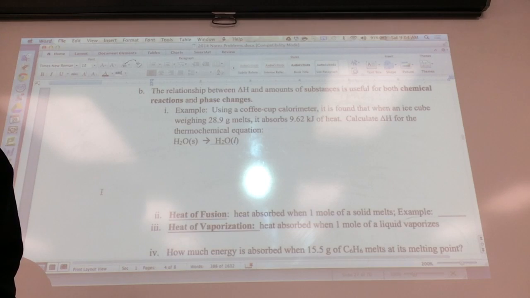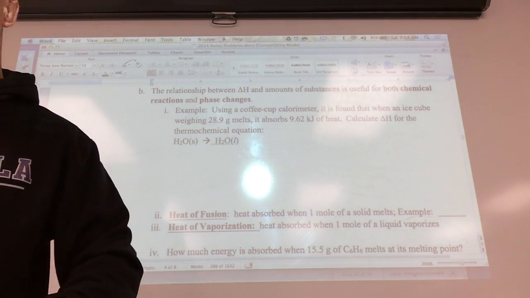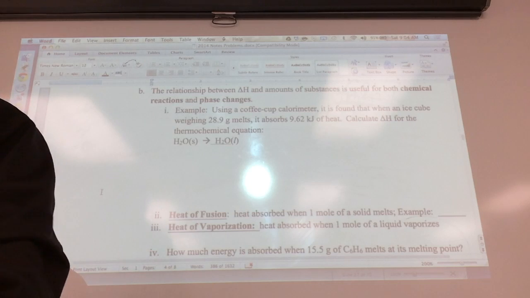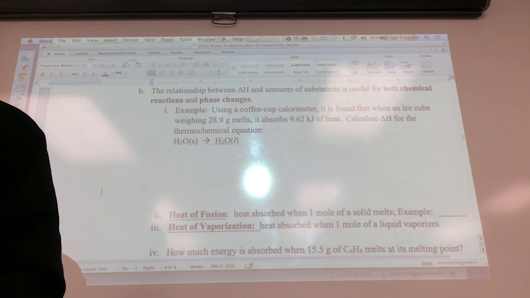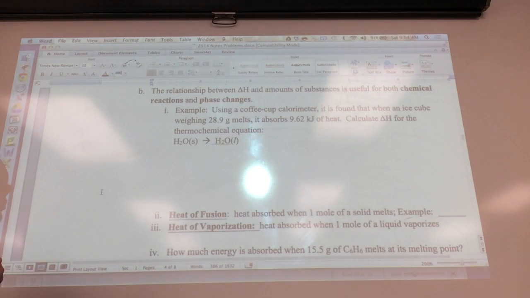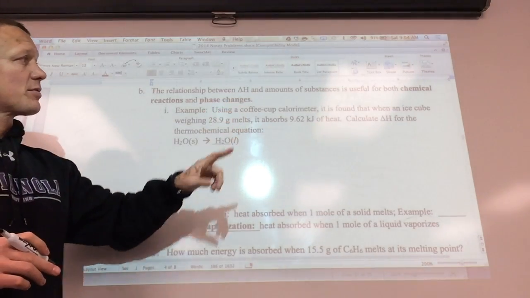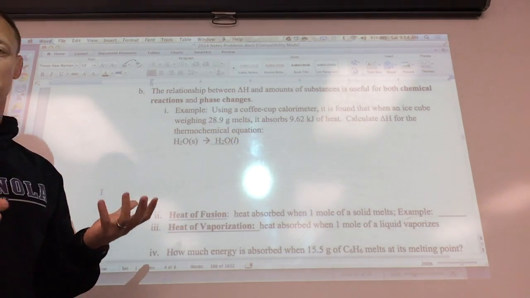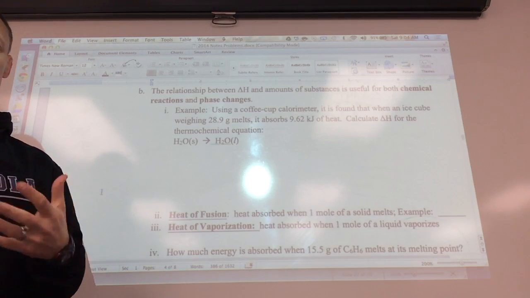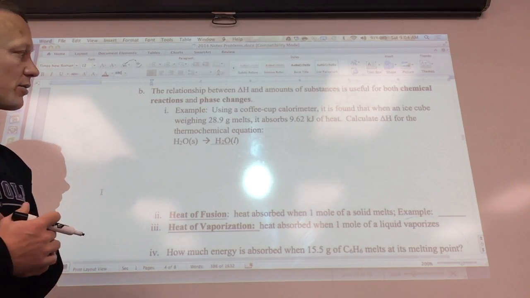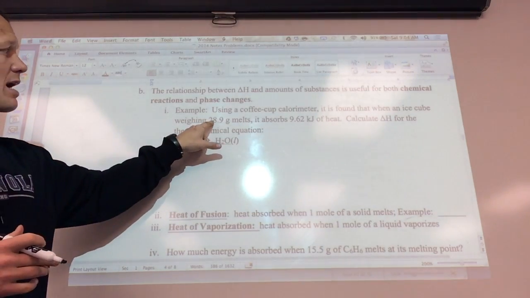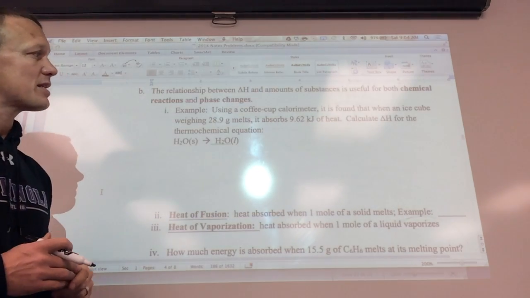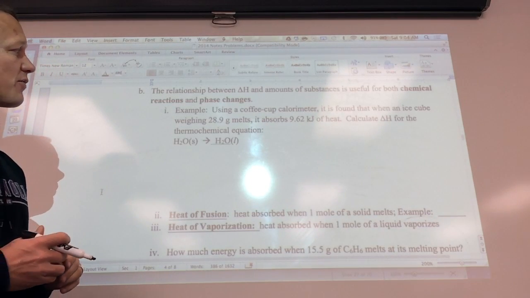Here's kind of a follow-up to it. This would be on page 4 of your notes. I'm saying here that the relationship between delta H, the enthalpy change, and the amount of substance used applies for both chemical reactions and phase changes, like melting a piece of ice, making water turn into steam. There's a certain amount of energy required for those things to happen. So using coffee cup calorimetry, they found that when an ice cube weighing 28.9 grams melts, it absorbs this many kilojoules of heat. Figure out delta H for the thermochemical equation.